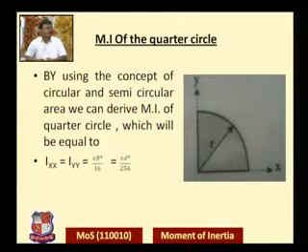And I have given the answer here. Ixx would be the same as Iyy, which is equal to pi d raised to 4 by 256. And at last, by applying the parallel axis theorem, you can find out the moment of inertia of the quarter circle on the centroidal axis.